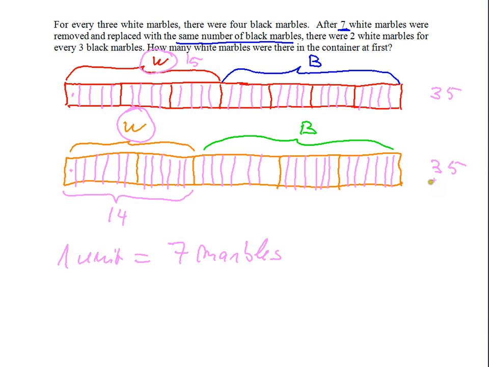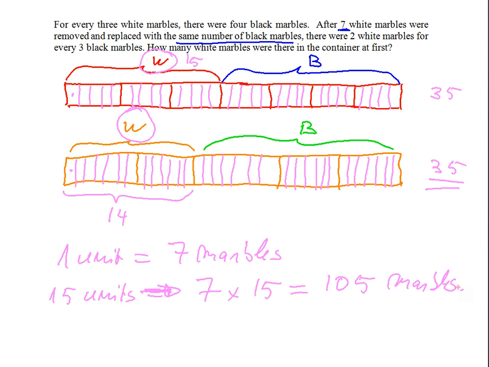All right. In total, we have 35 units. But what we are asked is how many white marbles were there in the container at first. So the number of white marbles was made up of 15 pink units. So 15 pink units is going to represent 7 times 15 equals 105 marbles. And this is the answer to the question.